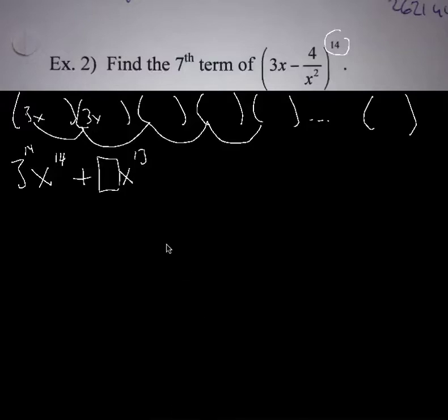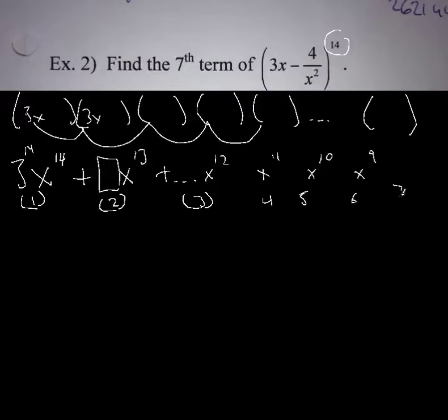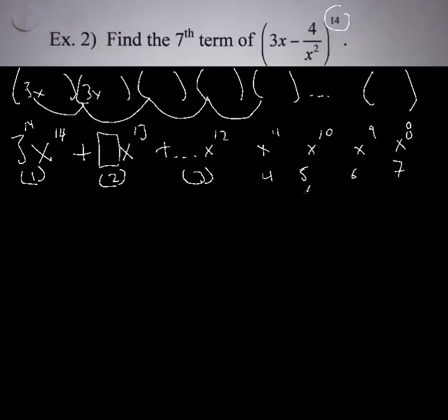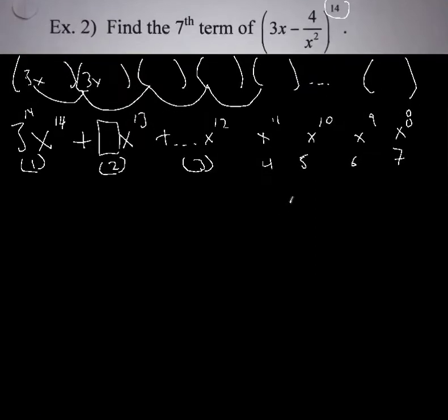So if we keep going, plus dot dot dot, this is our first term, this is our second term, our third term is going to be x to the power of 12, our fourth term x to the power of 11, our fifth term x to the power of 10, our sixth term x to the power of 9, and finally our seventh term should be something with x to the power of 8. So that's the first thing you have to figure out: what term you're looking for. You could use Pascal's triangle as well, but it's easy enough to go here.